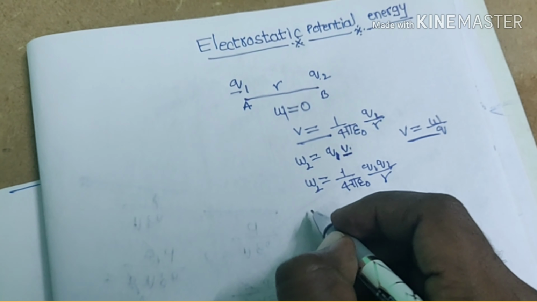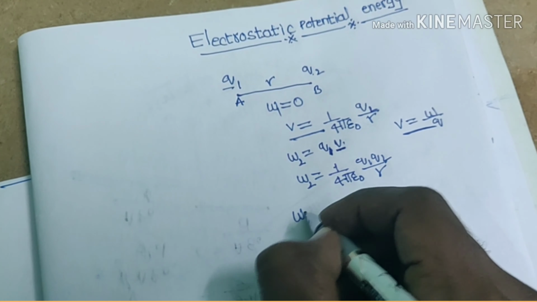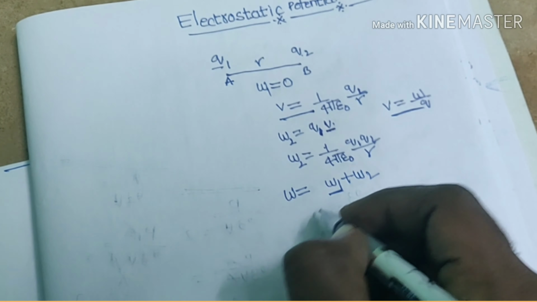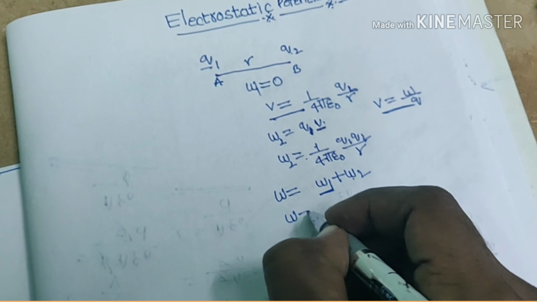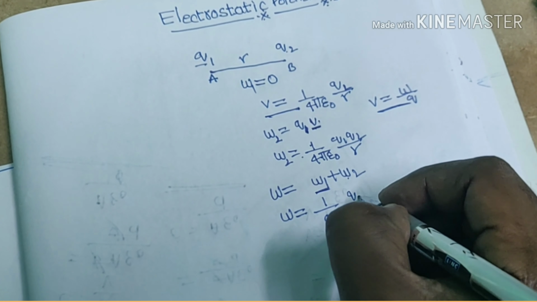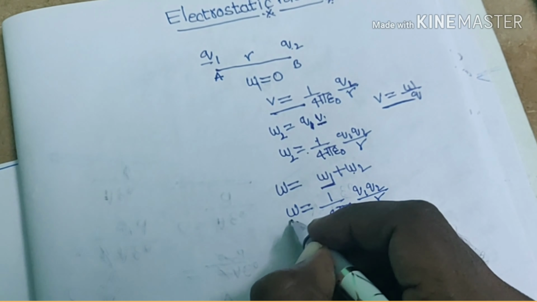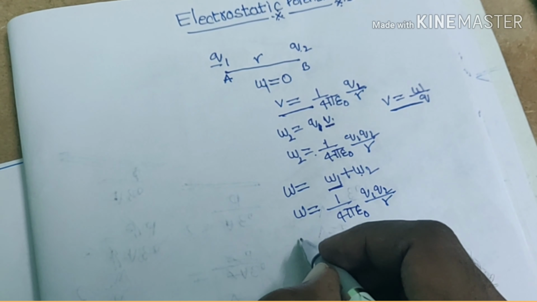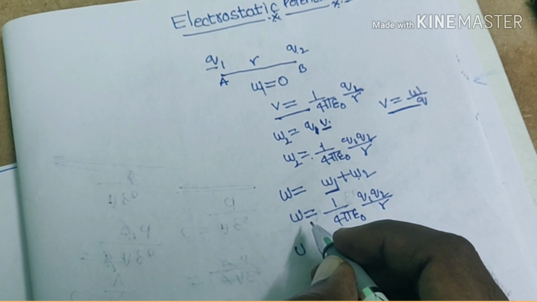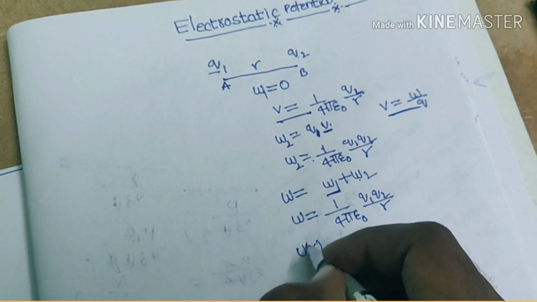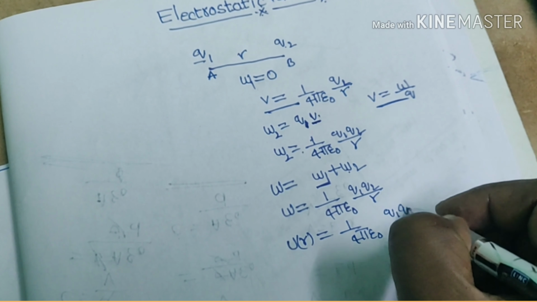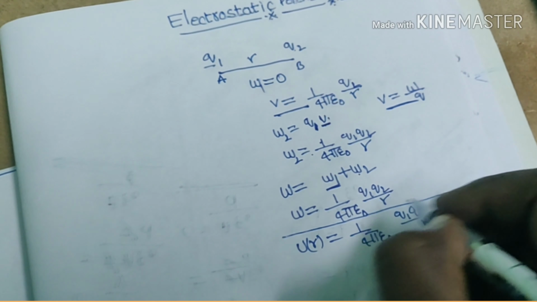So the total work done in this situation, W equals W1 plus W2. W1 is 0, W2 we have. So the net work done is 1 by 4 pi epsilon naught Q1 Q2 by R. This work done depends on the position of the point charges. So the potential energy possessed by the position of the point charge, U equals 1 by 4 pi epsilon naught Q1 Q2 by R. So this is the potential energy.